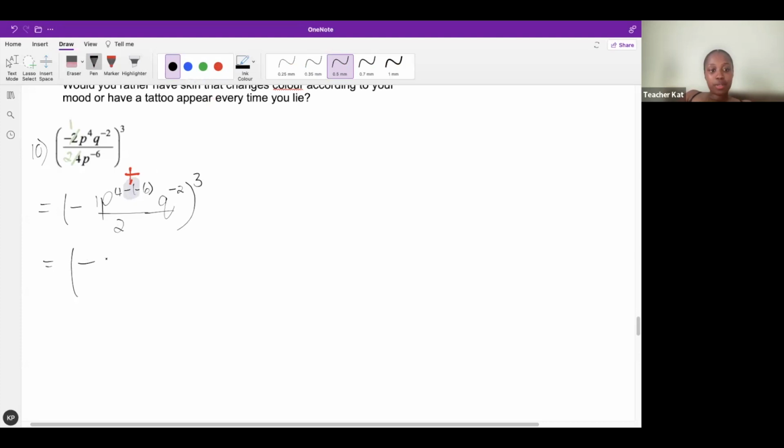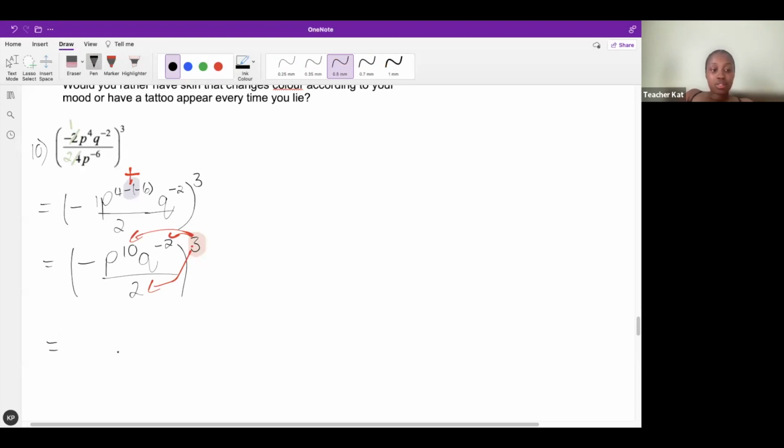So then I'm going to have p to the power of 4 plus 6, which is 10, and q to the power of negative 2 all over 2. 3. What are we going to do with this 3 on the outside again? Q. Ashley missed her Q. Thank you. We're going to distribute. Now, remember, not only do you distribute to the numerator, but to the denominator as well.